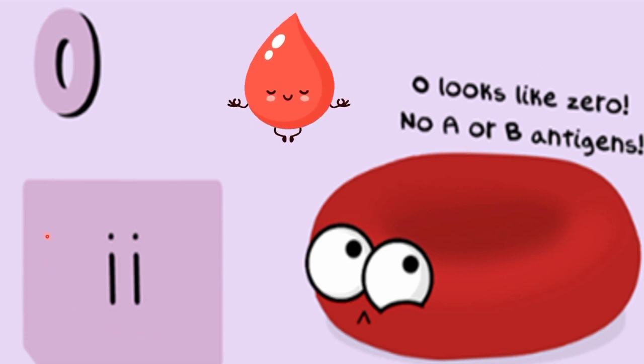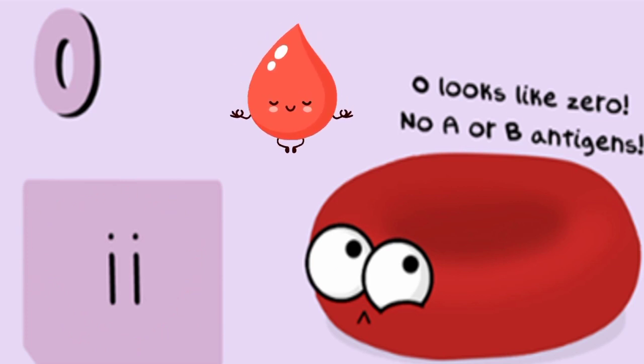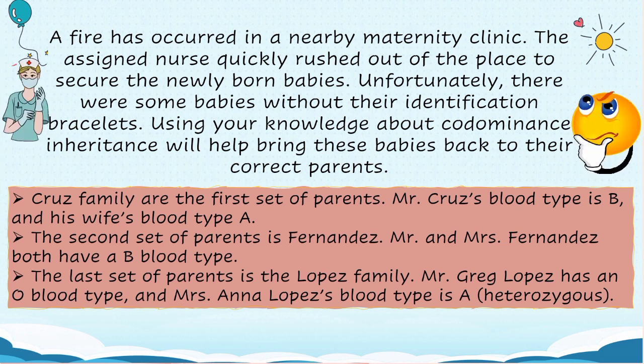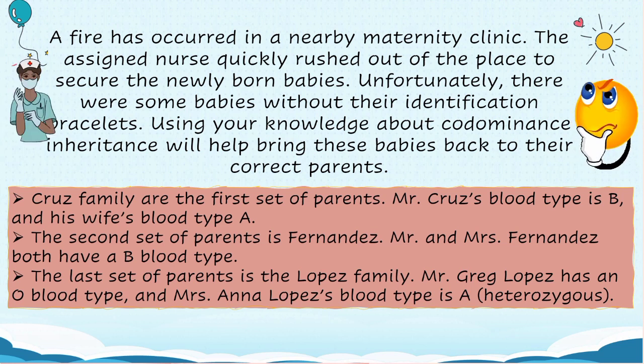Let us have some activity. The problem here is a fire has occurred in a nearby maternity clinic. The assigned nurse quickly rushed out of the place to secure the newborn babies. Unfortunately, there were some babies without their identification bracelets. Using your knowledge about codominant inheritance will help bring these babies back to their correct parents.